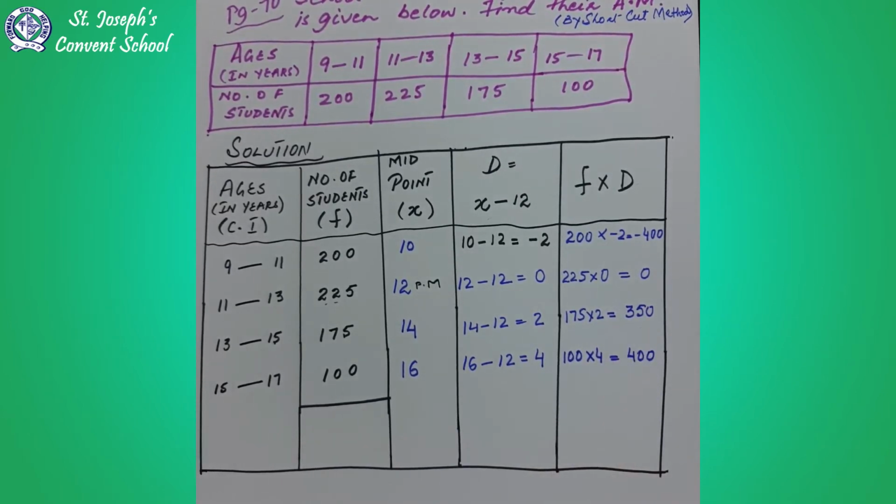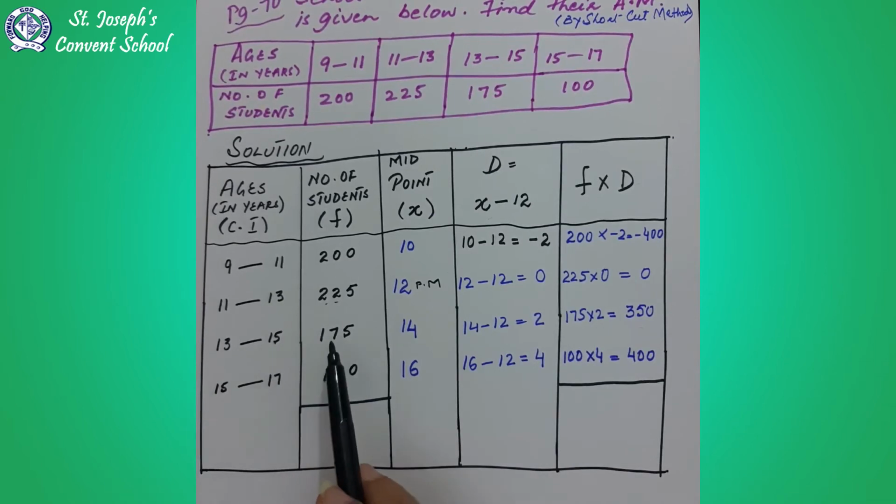Okay, so now we have made all the columns. In the question 2 columns were given and we have made 3 more columns. In the shortcut method, 2 are given in the question and you will make 3 more columns. It means altogether there are 5 columns.